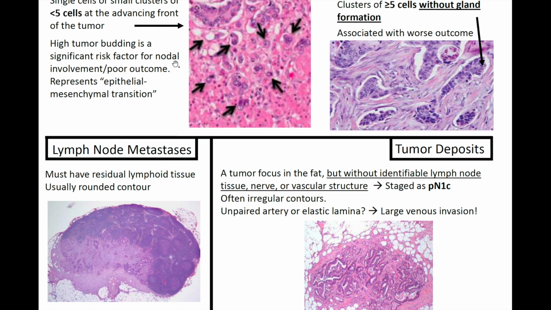Some other things that we want to be able to report in colon cancer, so lymph node metastases. You must have residual lymphoid tissue. It's usually rounded, usually has a rounded contour. So here we can see a metastatic lymph node. And whenever you get a colon cancer specimen at the gross bench, you're going to spend a lot of time smashing fat and finding lymph nodes because that's a very important part of our job, right?